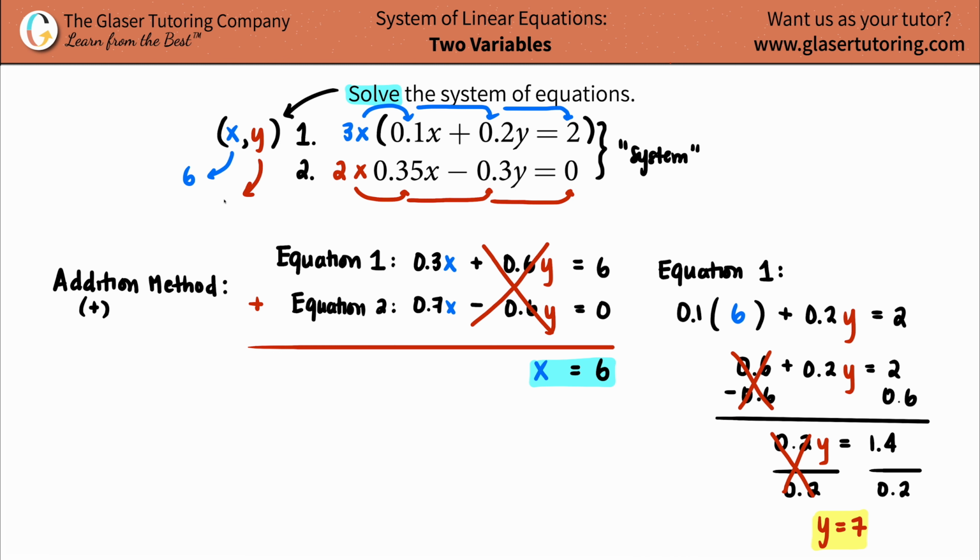So I have my coordinate point, my ordered pair. So where these two lines intersect, if I go over the x at 6, go up to 7 on the y value, that is where these two lines will intersect. And that, my friends, is the solution to this problem.